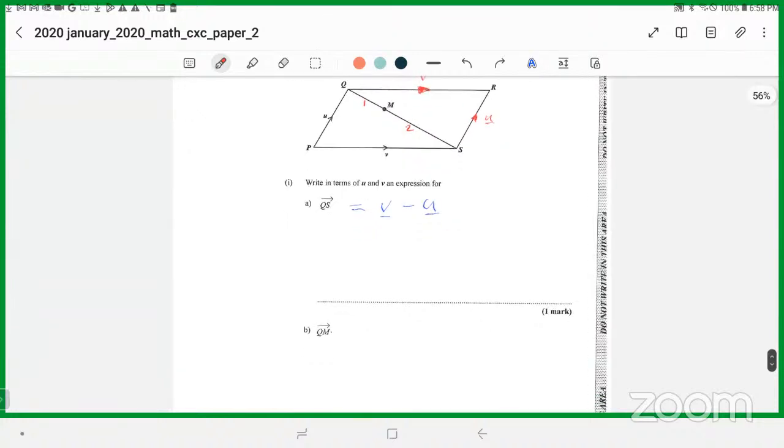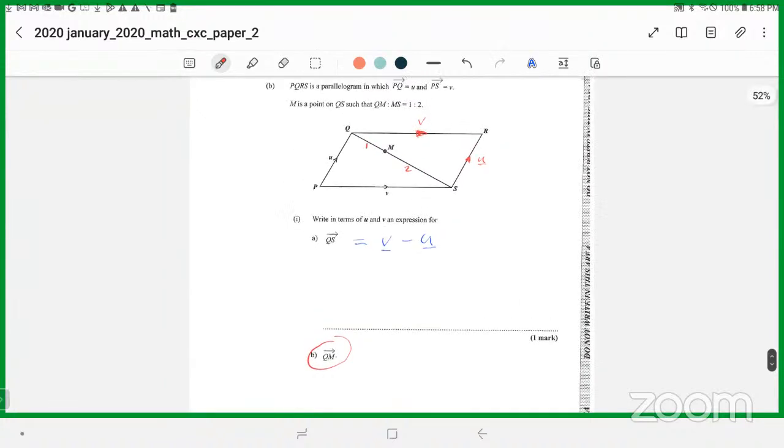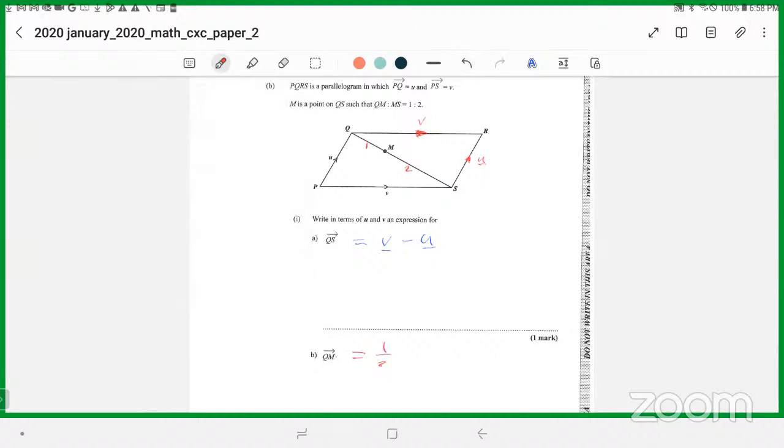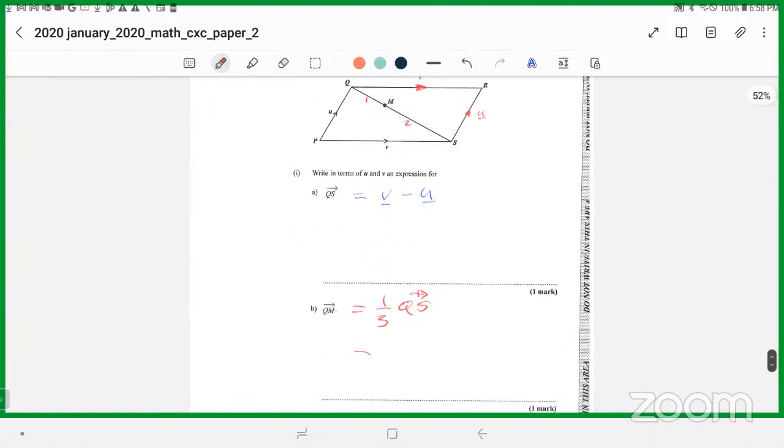It says we must tell them QM. See, let's just take a piece right here. QM, Q to M. QM is just 1/3 of this whole thing. That's right. It is 1/3. This is 1/3 of the entire QS. This is QS. And so it's 1/3 of this and 1/3 of that. So it becomes 1/3 V minus 1/3 U.